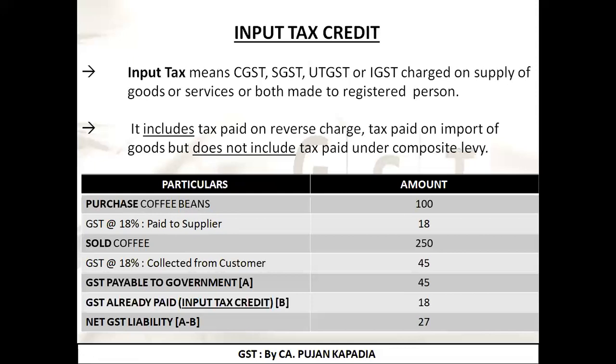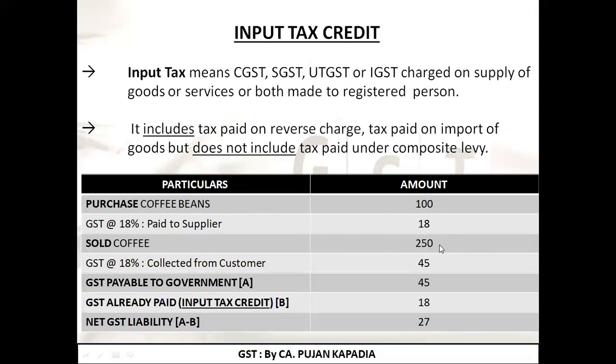Okay. What I have done is I have purchased coffee beans of rupees 100, on which I have paid 18%, that is 18 rupees. 100 ka 18%, it is 18 rupees. To whom? To the supplier of coffee beans. Now a customer is walking into my cafe. I am preparing the coffee and I am selling him the coffee. Now I have sold my coffee at 250 rupees.